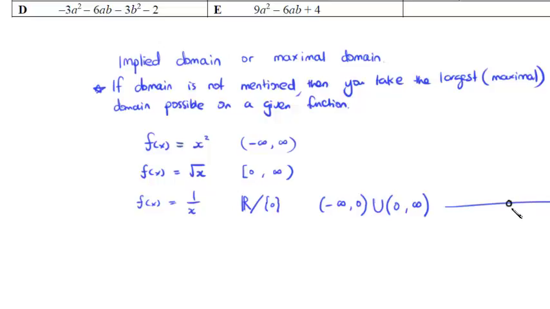So that's 0, that point right there. And we just use a different color. So it's all of that, but not including 0, and all of that. So that's all real numbers except 0. So you can represent your domain like that. So that's what implied domain or maximal domain is.